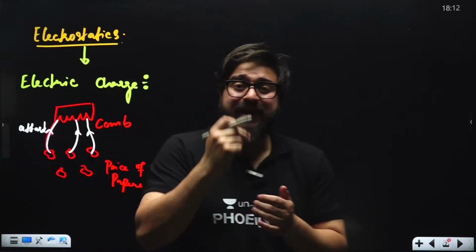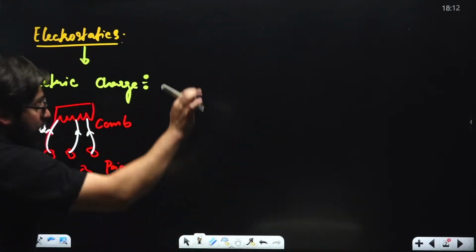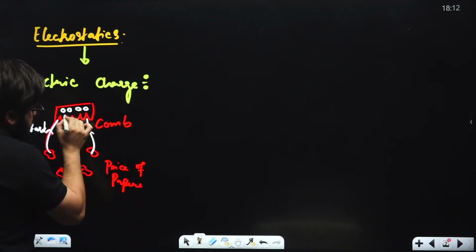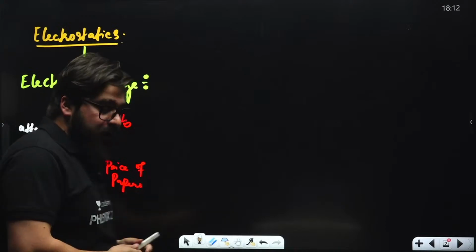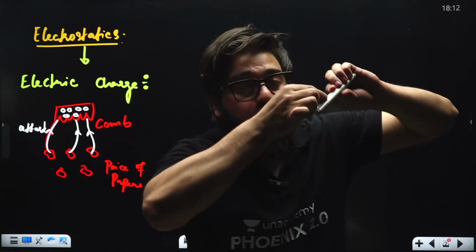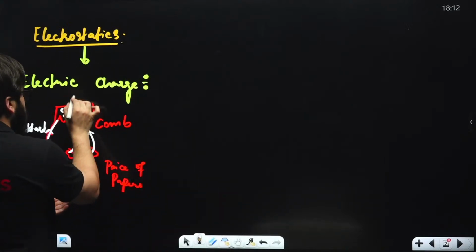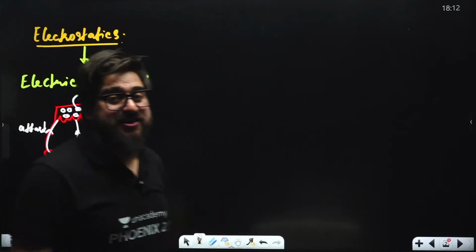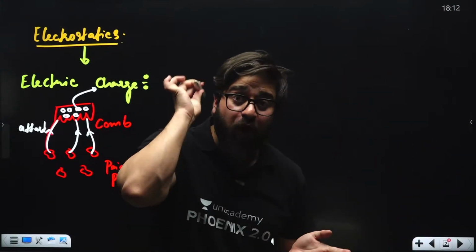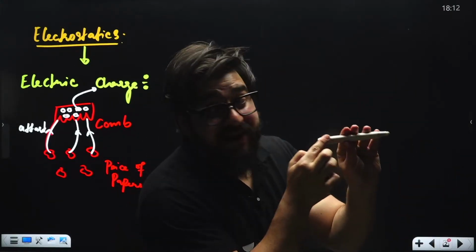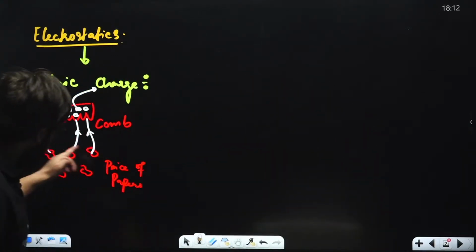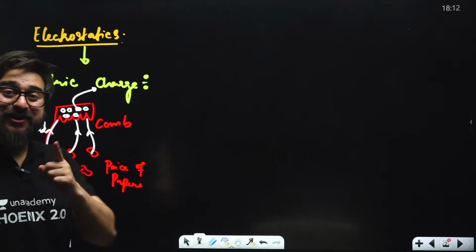So what has actually happened over here? When you rub the comb with your hair, something gets transferred from your hair to the comb. And that something is what we call electric charge. So when you rub the comb with your hair, the comb gets charged. Charge comes onto the comb, and because of that charge, these pieces of paper are attracted towards the comb.